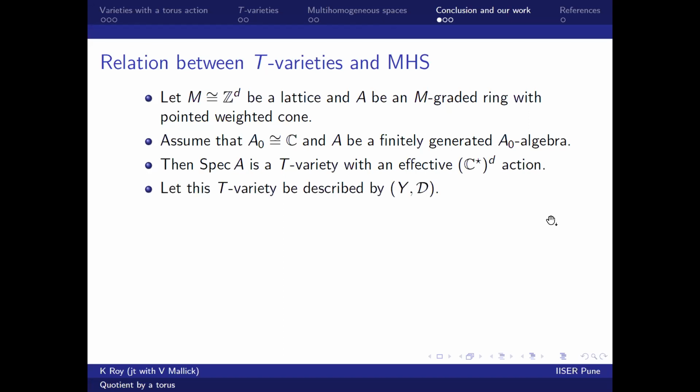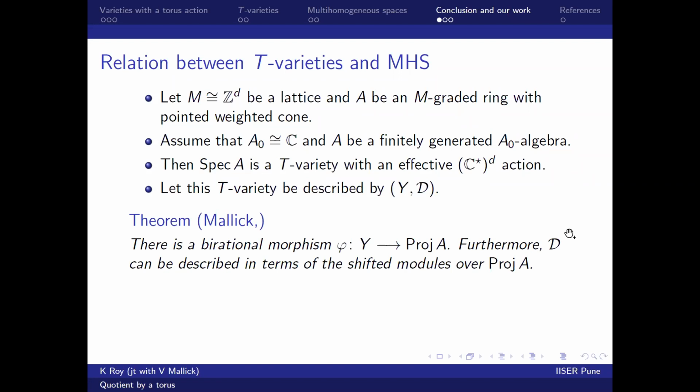Because this is a T-variety, we can describe it with an equivalent definition by this pair (Y, D). Y is a semi-projective variety and D is a fan of polyhedral divisors. And we have this result that there is a birational morphism from Y to Proj of A, where A is the M-graded ring. Furthermore, D can be described in terms of the shifted modules on Proj A.